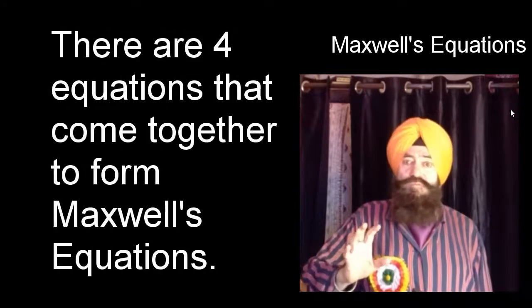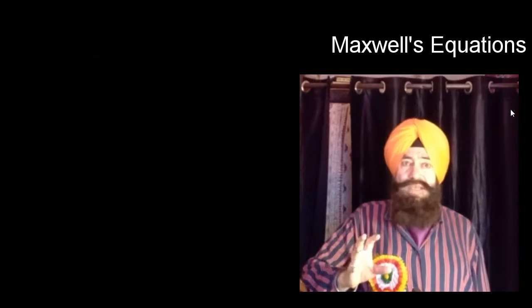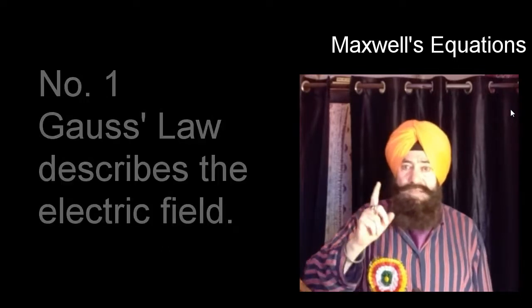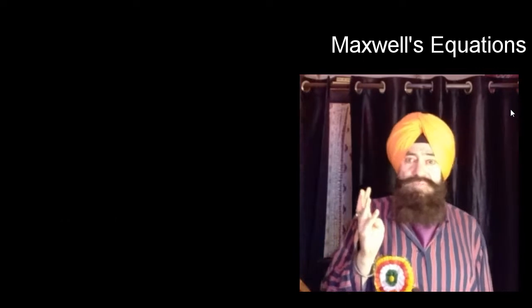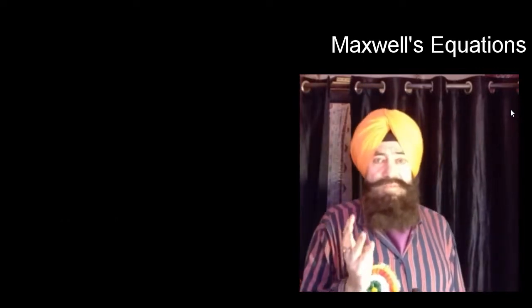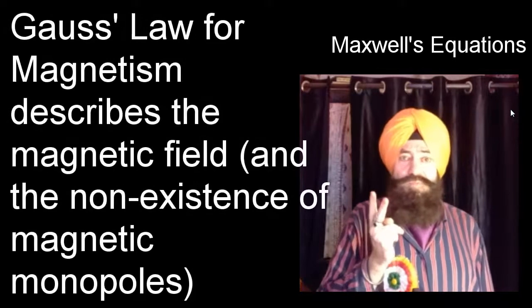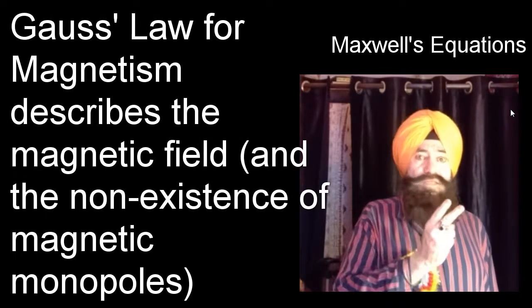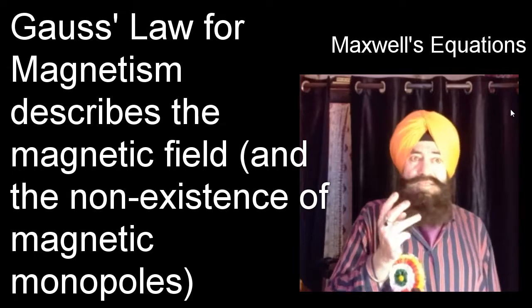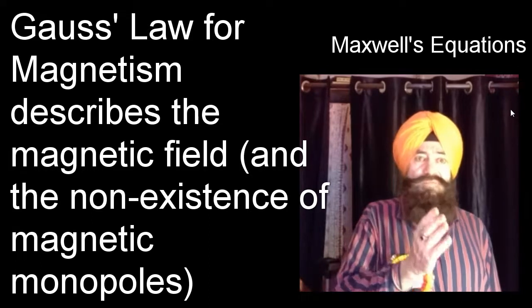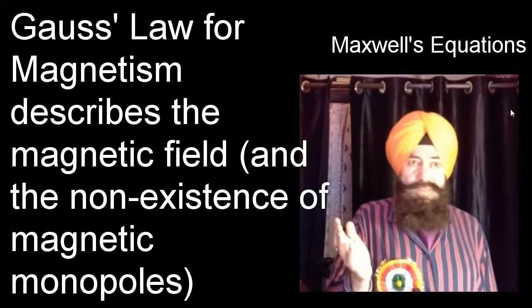You know, there are a total of 4 equations called Maxwell equations. There are 4 equations that come together to form Maxwell equations. Number 1, Gauss law. It describes the electrical field. Number 2, Gauss law for magnetism. It describes the magnetic field and the non-existence of magnetic monopoles.